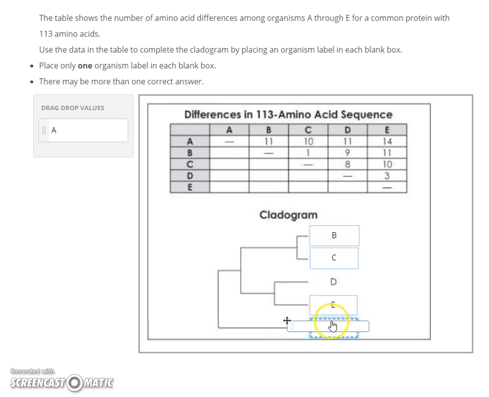A is the only one left. A is 11, 10, 11, 14 away from everybody else. Those are big numbers compared to the rest of this chart. So A splits really early on. So A is the least related to the rest. So all these are in the right spots. And we will stop here for this video.